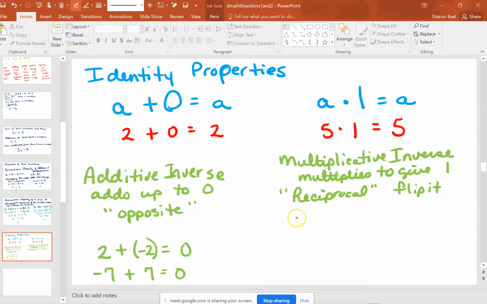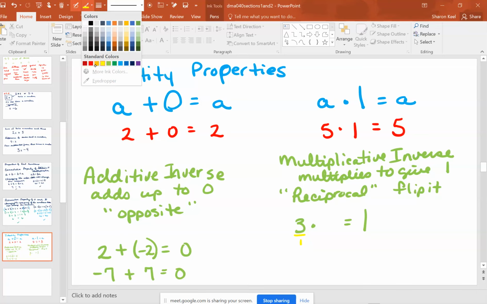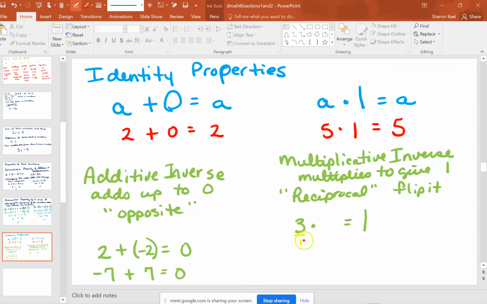So if I were to give you a 3 and I need to multiply it by something to get a 1, this 3 technically would be over a 1. So the multiplicative inverse is going to be, if I flip that, that will become 1 over 3. 3 times 1 is 3, 1 times 3 is 3, and 3 over 3 gives me the 1. So a multiplicative inverse is simply flipping the number that you have. If it's already a fraction, you just flip and reverse the numerator and denominator.